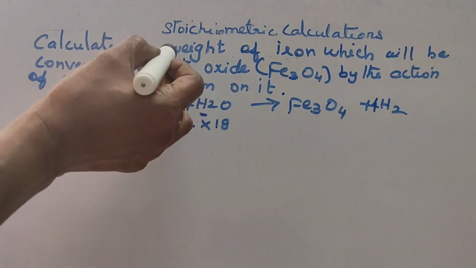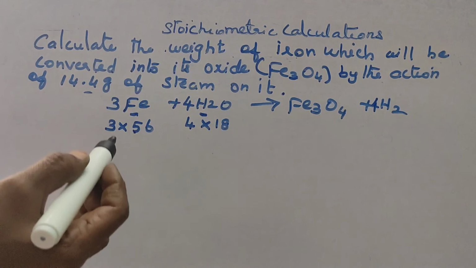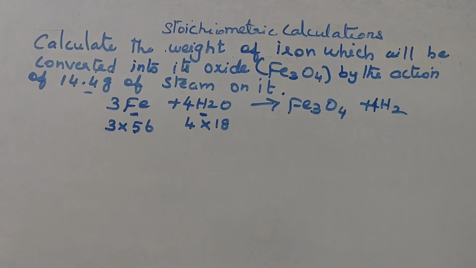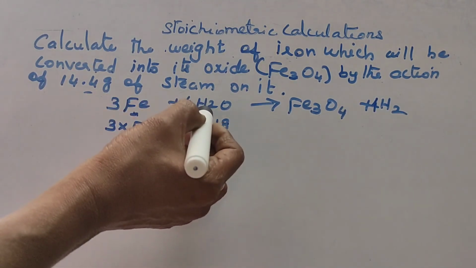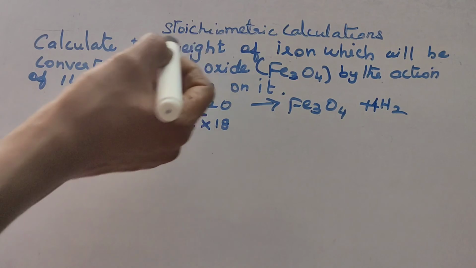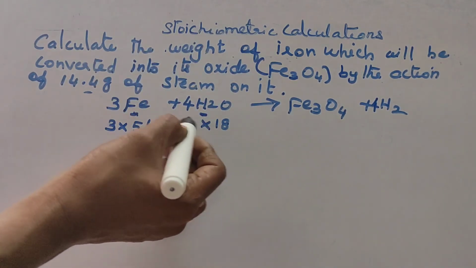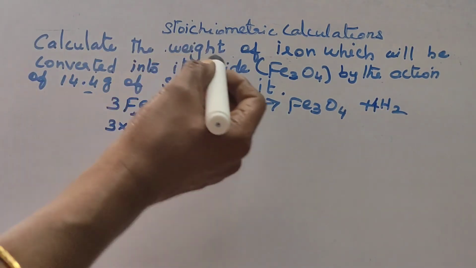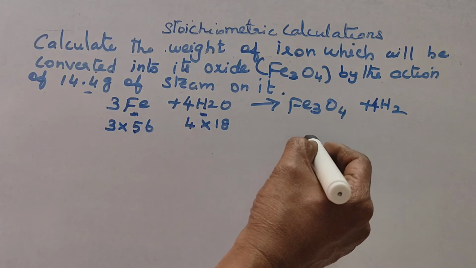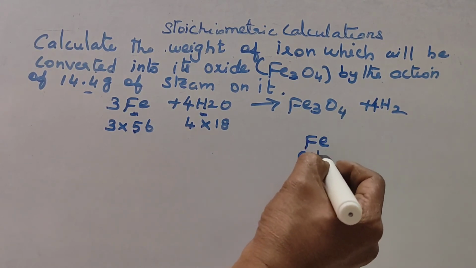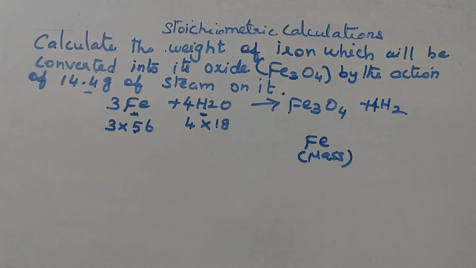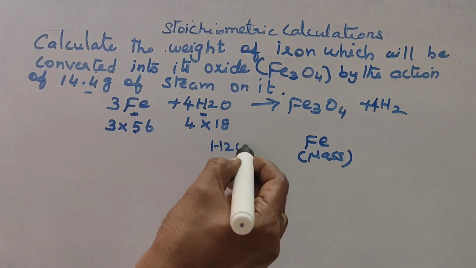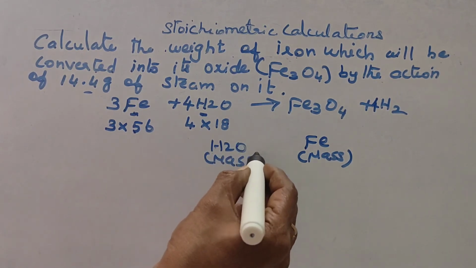In whatever relationship the question is given, the same relationship we should follow in the balanced chemical equation also. So, here Fe and H2O, only these two things are interrelated, so we will also use the same two things, Fe and H2O. What is asked? Iron. Calculate the weight of iron. Fe is asked, its mass is asked. So, Fe in terms of mass. Then what is given? Water is given, for that also mass.